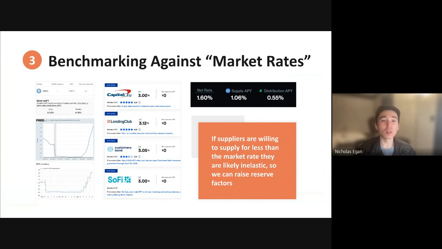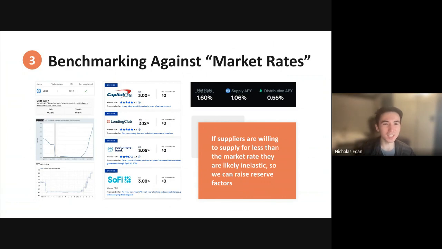All right, so heuristic number 3 is to benchmark the supplier interest rates against so-called market rates. For stablecoins, these market rates to compare against are coming from many different sources, including on-chain sources, such as the interest rates being paid by competing protocols, and off-chain sources, such as the interest rates being paid by the Fed or consumer high-yield savings accounts that are super easy for anyone to set up. If suppliers are willing to supply for less than these market rates, then they are likely inelastic.